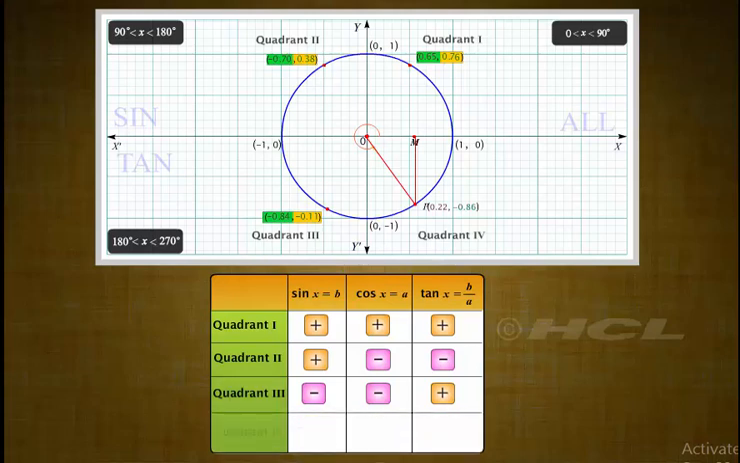Similarly, if the point P lies in the fourth quadrant, the y-coordinate is negative and the x-coordinate is positive. Hence, the value of the sine function is negative and the value of the cosine function is positive. As sine is negative and cos is positive, the value of the tangent function is negative in the fourth quadrant. Therefore, in the fourth quadrant, that is, for angles greater than 270 degrees and less than 360 degrees, cos is positive and sine and tan functions are negative.